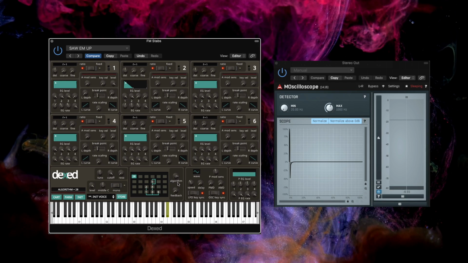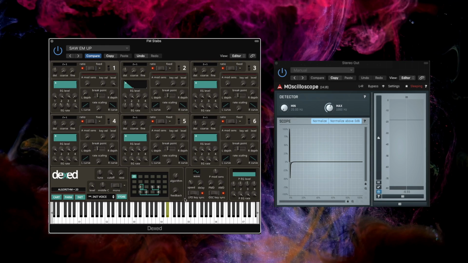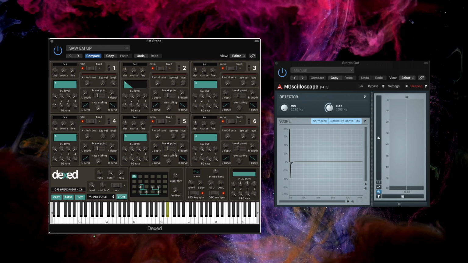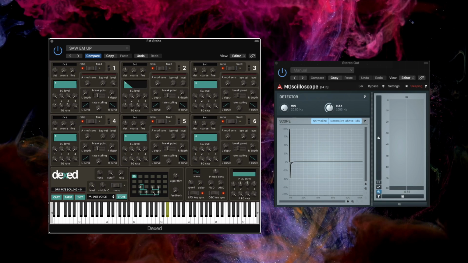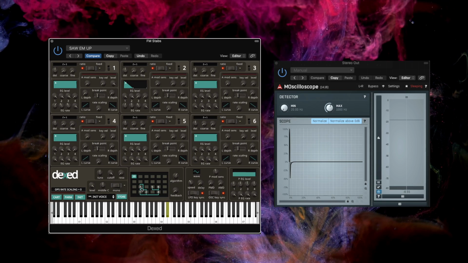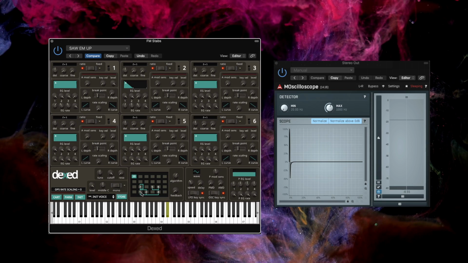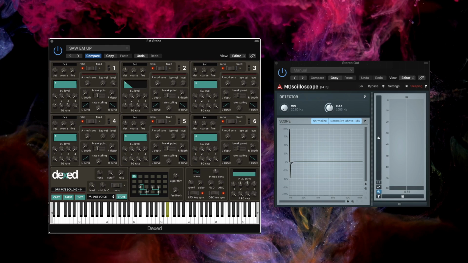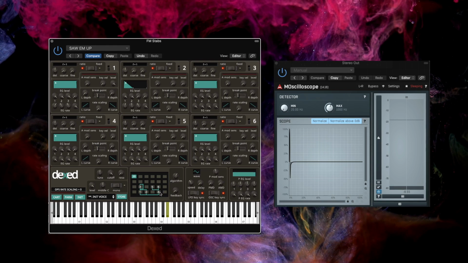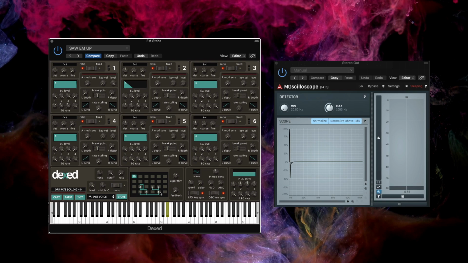So these are a few algorithms that we can experiment with. In this case, if all of the oscillators are engaged, we would only hear the first, second, and fourth oscillator. The third oscillator would be modulating the first and the second, and it's also modulating itself, and the fifth and the sixth are modulating the fourth oscillator.